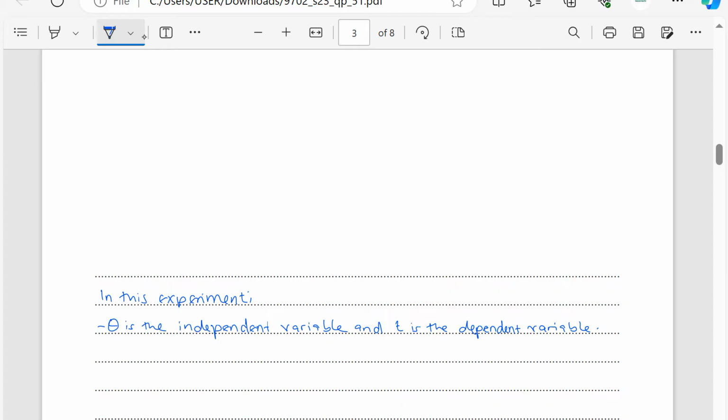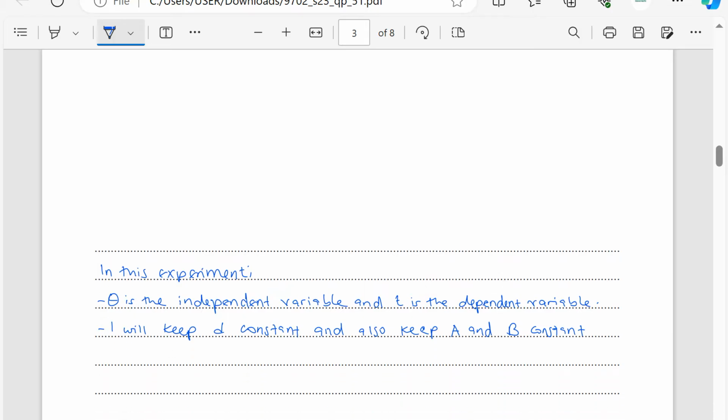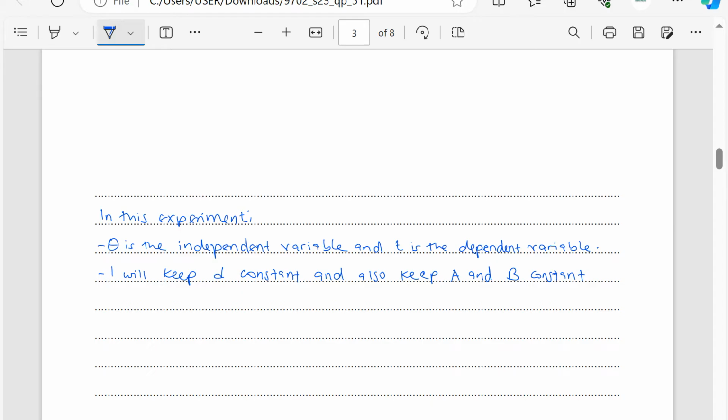So what will I keep constant? I said I will keep d constant. I'll also ensure that a and b are constants. So I will keep d constant and also keep a and b constant. Of course, I have to explain to the examiner how I will keep d constant and how I will ensure that a and b are always constant. I will explain that in the further explanation.